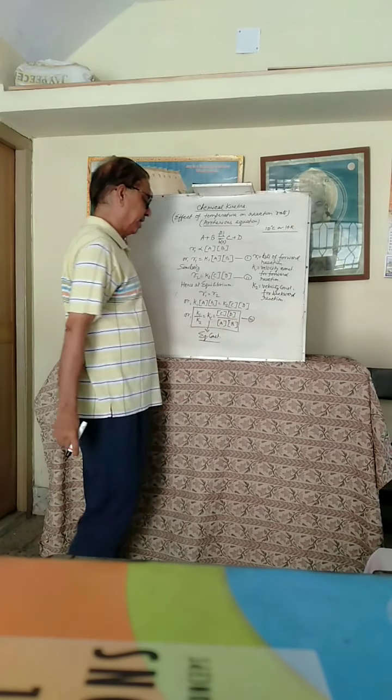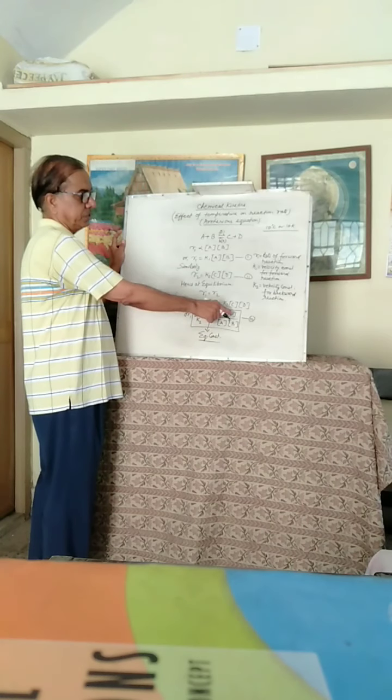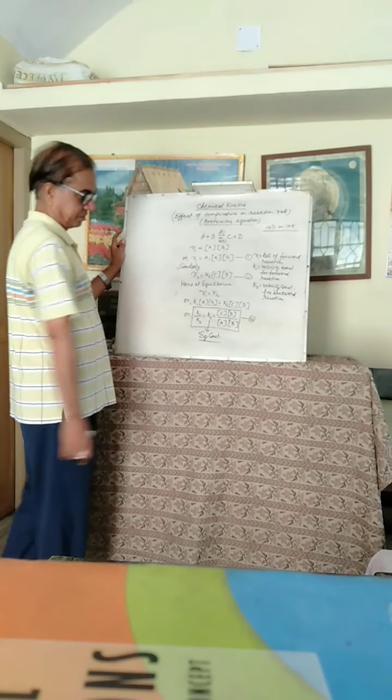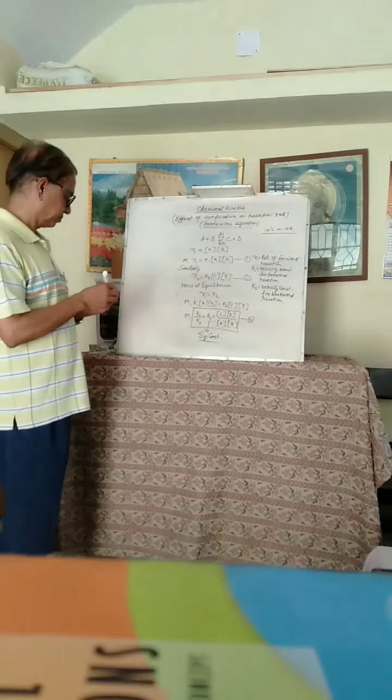It can also be defined as the ratio of the product of the active concentration of the product and that of the reactants. And this is Kc, and this is called the equilibrium constant.